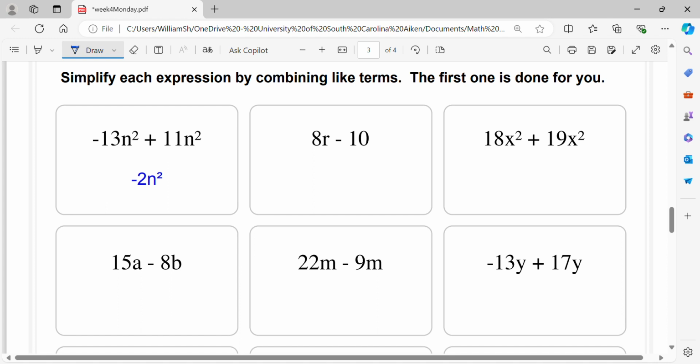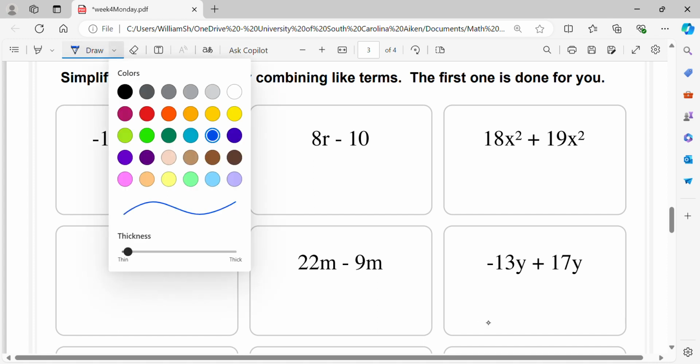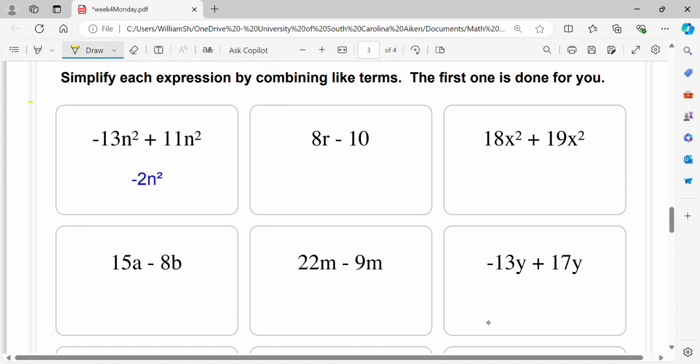Now, our like term in these, I even changed my color just to highlight it, is the n squared. If both of these n's didn't have a square on them, they wouldn't be alike. The entire term itself has to be alike, including the exponent. So here these are both alike. They both have an n squared.